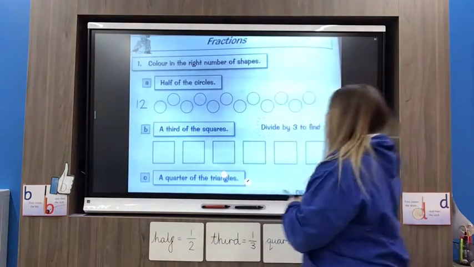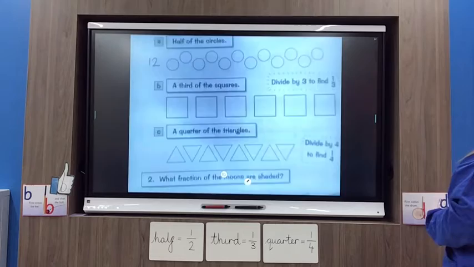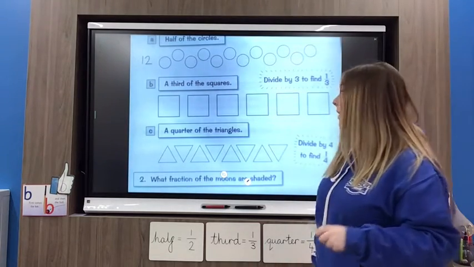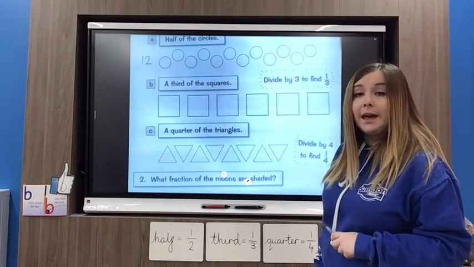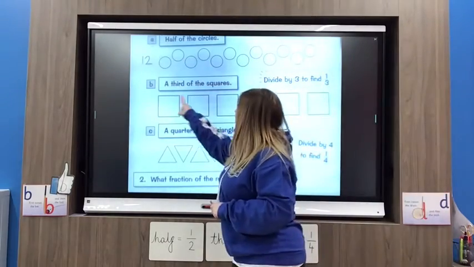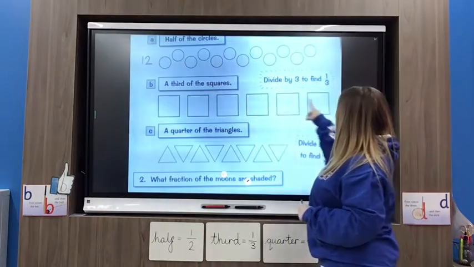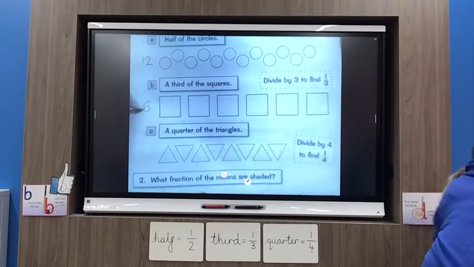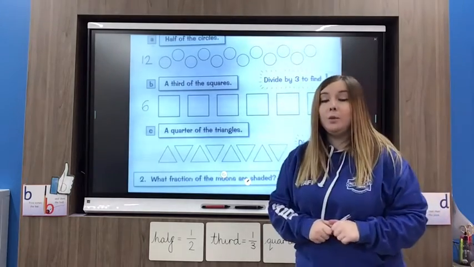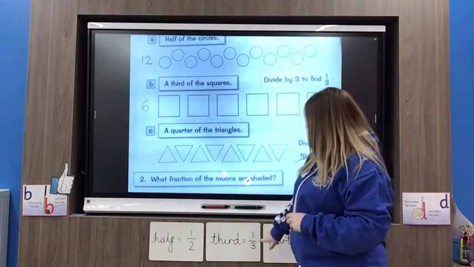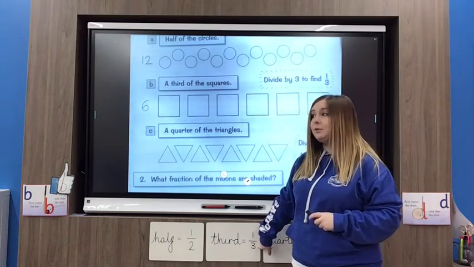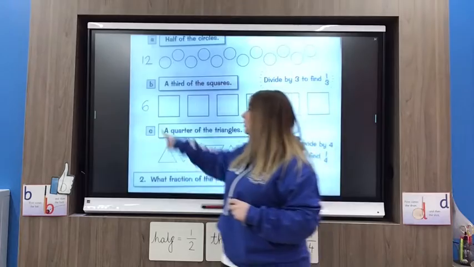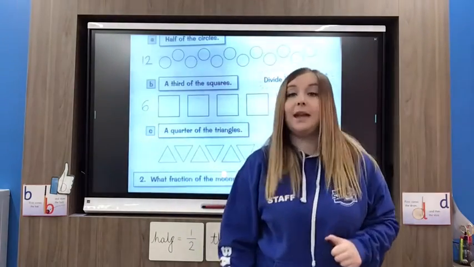Okay, next one then. So now you've got to colour in a third of the squares. Let's start by counting how many squares there are. 1, 2, 3, 4, 5, 6. So we've got 6 squares. And remember that when we're finding thirds, we can use our 3 times tables to help us. So count in 3s until you get to 6. And then colour in that many squares.